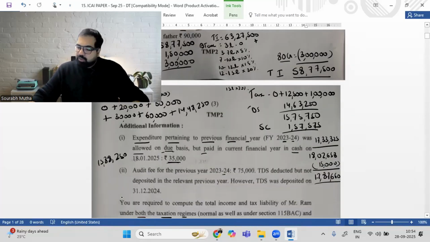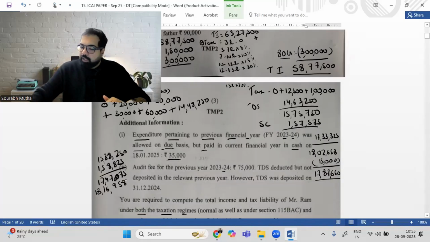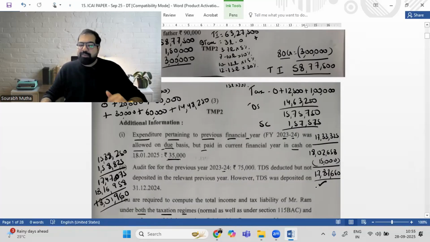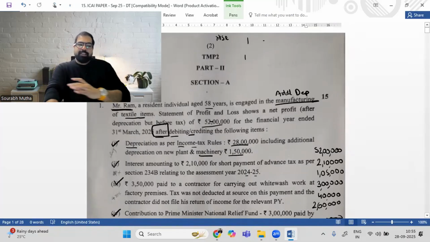Will there be surcharge here also? Yes, into 10%. So 10% is 1 lakh 58,825. If I add both these numbers, it's 17 lakh 47,075. If I add cess, that is 18 lakh 16,958. If I minus 15,000 of TDS, it is 18 lakh 1,958. So guys, the old scheme is more beneficial to this person, guys. This is your answer. Do it right in the end. So even if you take a little more time, Ram is going to wait for you.